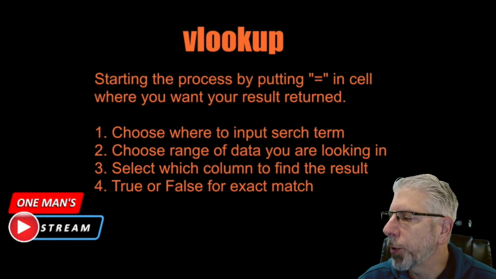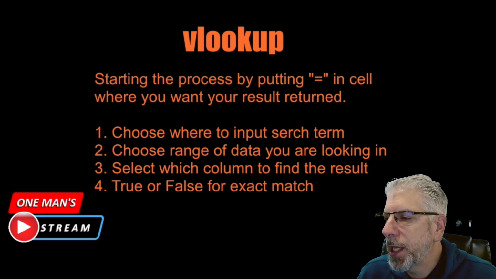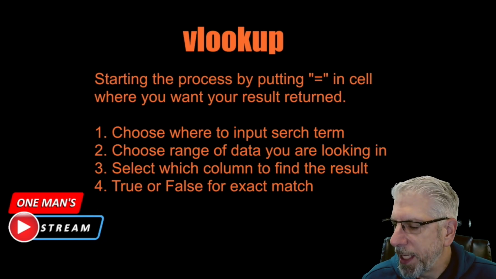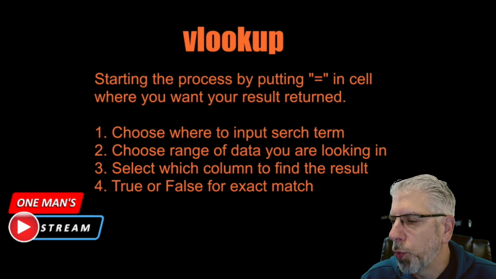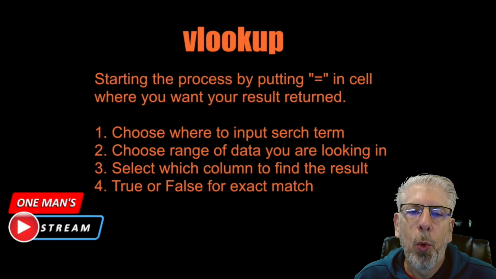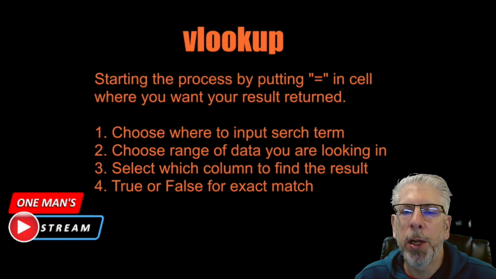Then we're going to choose where we input the search term, or what the search term is going to be. So in this case, it's going to be the team name. And then we're going to set out a data range so it knows where to look. And then we're going to tell it where in that data range we want that information pulled. And then the last part of the four-part argument is whether true or false. True is an exact match, false is not an exact match, and we don't have to have an exact match.